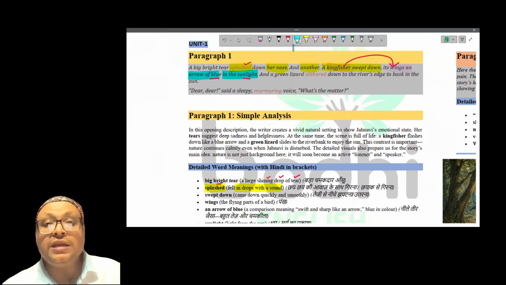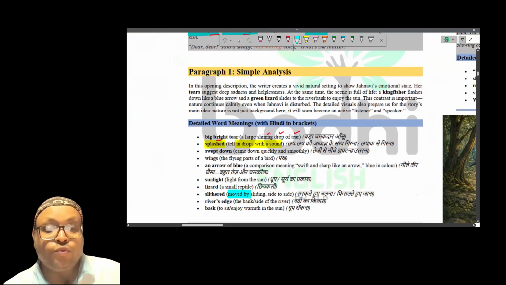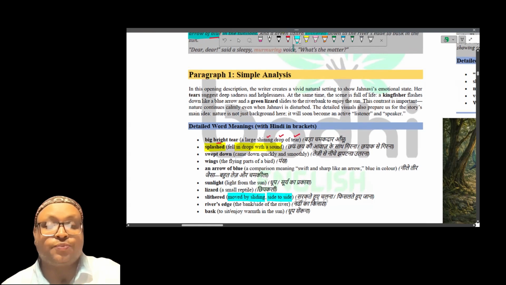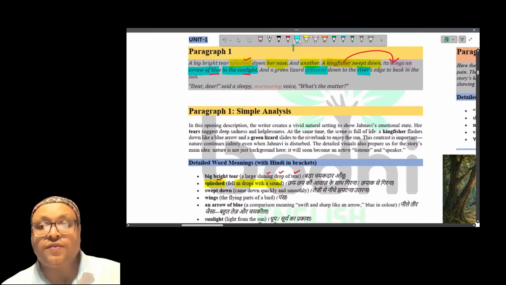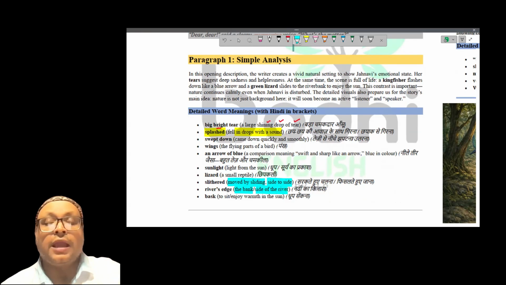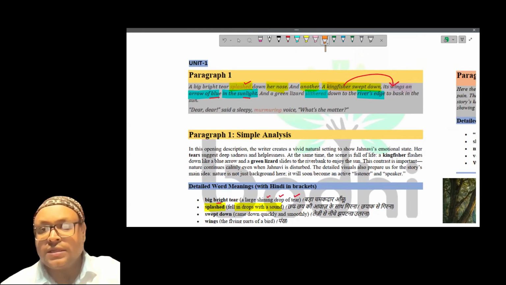And there was what? A green lizard slithered down. Look at here, a green lizard slithered down. What is slithered? Moved by sliding side to side. So a green lizard slithered down to the river's edge. What is river's edge? River's edge is called the bank of the river or the side of the river, right? And why did the lizard slide down to the river's edge? The lizard slithered down because it wanted to bask.